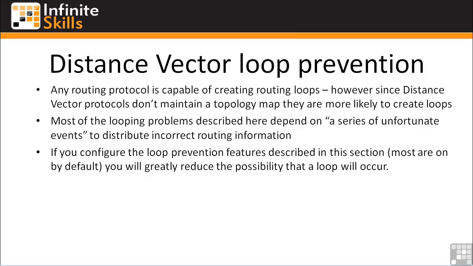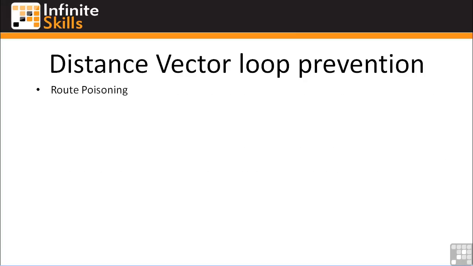Now, can you prevent a routing loop entirely? No, you'll never be able to completely prevent routing loops, even with link state protocols or some of the more advanced EGP protocols like BGP. However, if the prevention mechanisms are built into the protocol, it's only a wise and prudent course of action to turn it on. So the first feature that we're going to talk about is route poisoning.